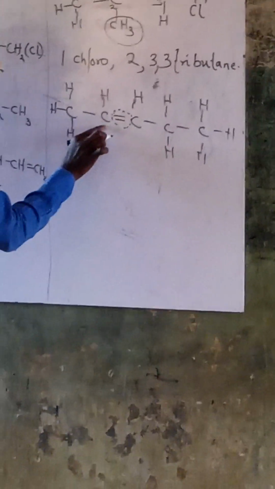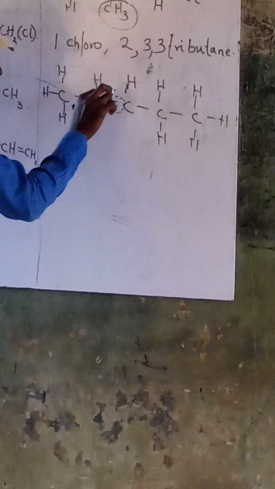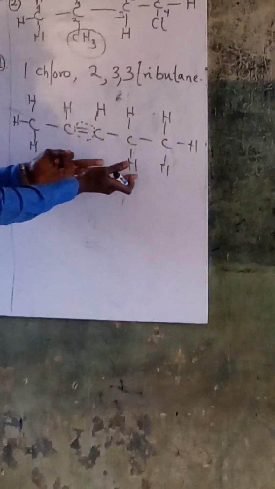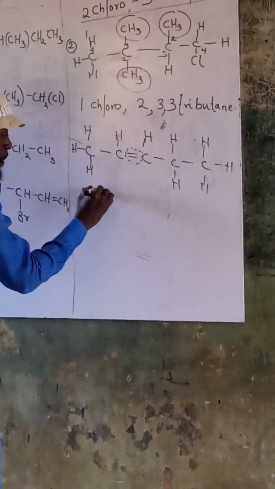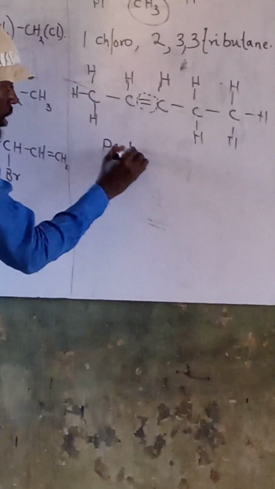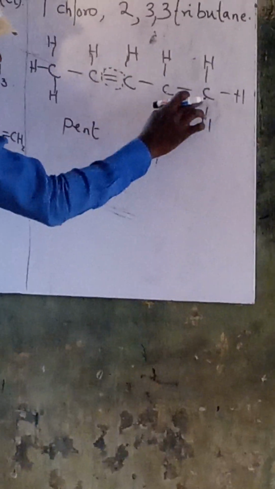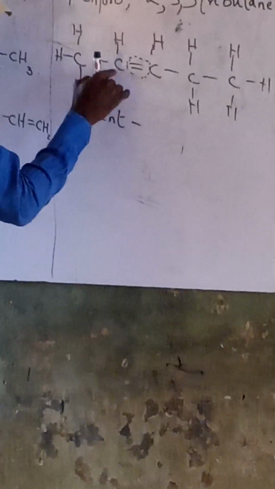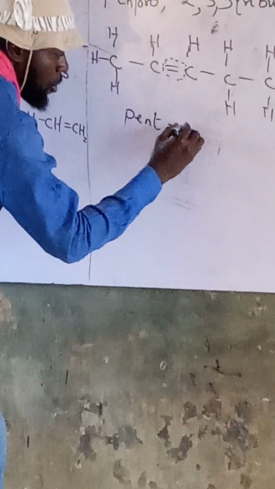So on the second carbon atom, I need what? Double bond. I will now say 1, 2, 3, 4, 5. Is there any methyl? No. Is there any chlorine? No. So I will now say pent, because of 1, 2, 3, 4, 5. On what carbon atom did I find the double bond? On the second carbon atom.